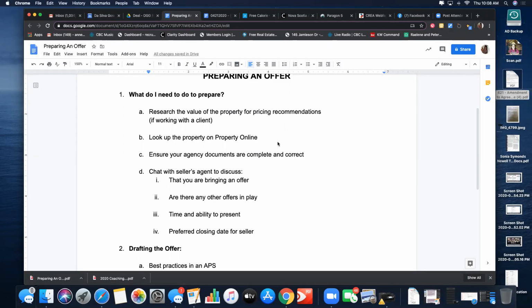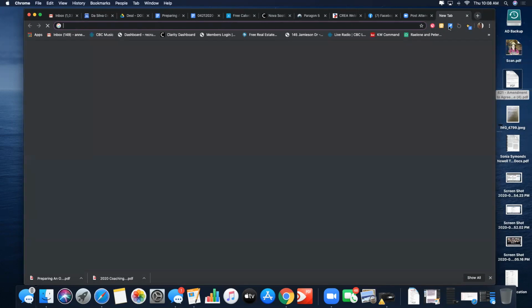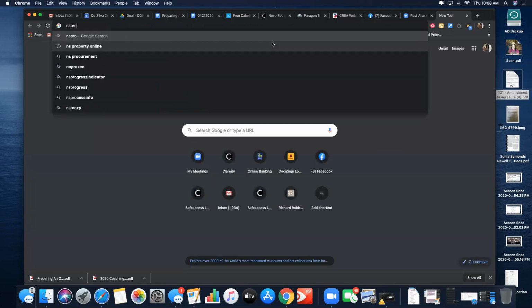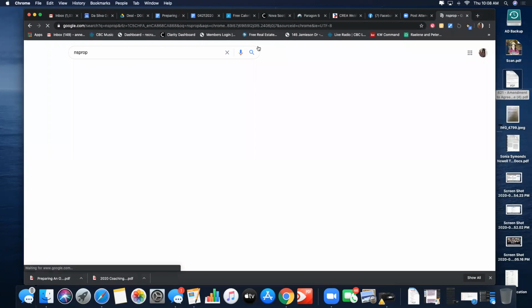The next thing you want to be doing is looking up the property online before you offer. Does everybody know what I'm talking about when I'm talking about looking up the property online? Yes. Okay, so I got one yes. So we're going to assume that it's a collective yes for everybody. So I'm just going to quickly show going into property online and the types of things that I would suggest that we look at, just to give you an example.